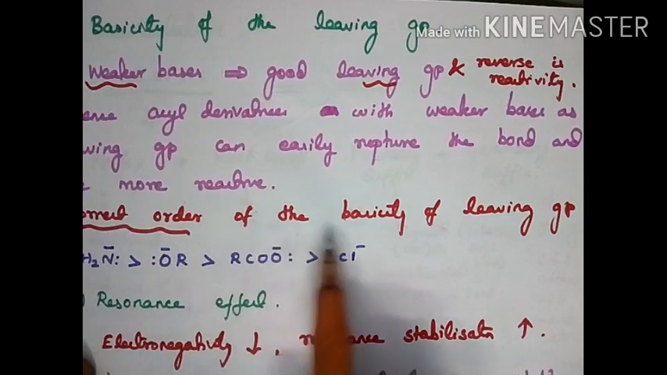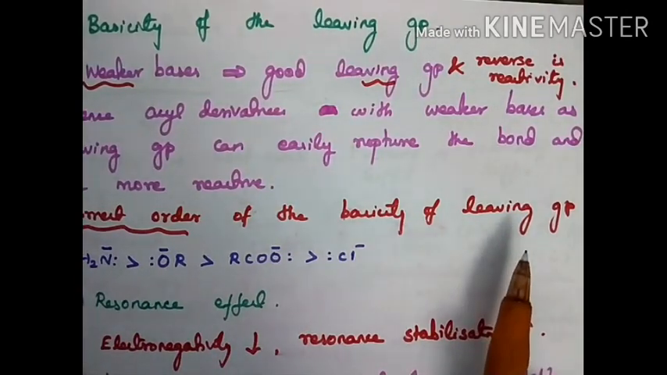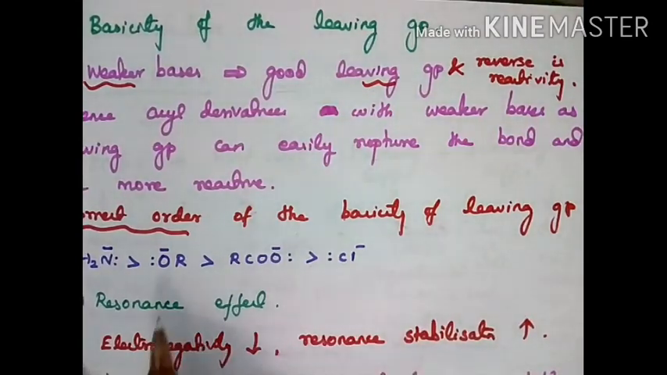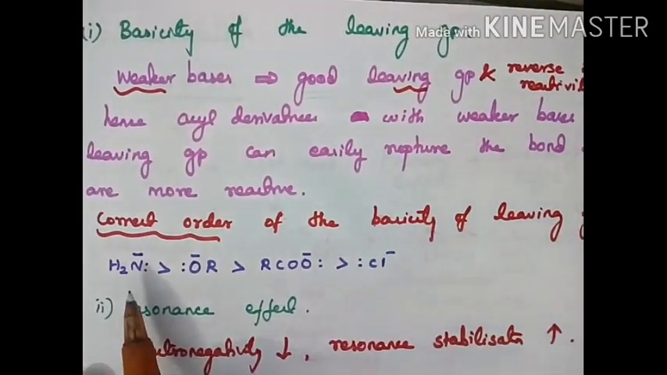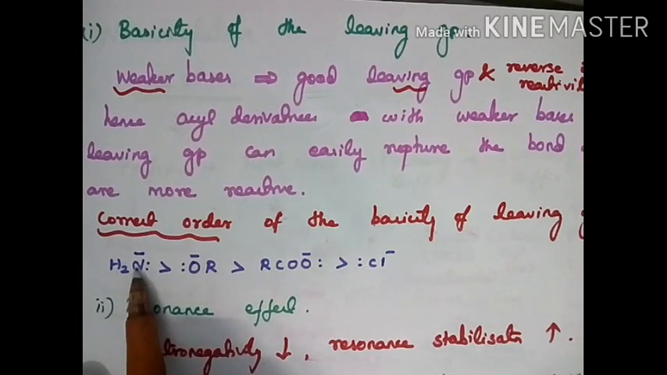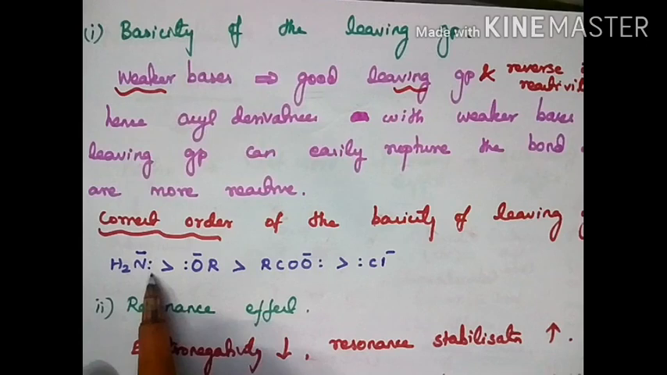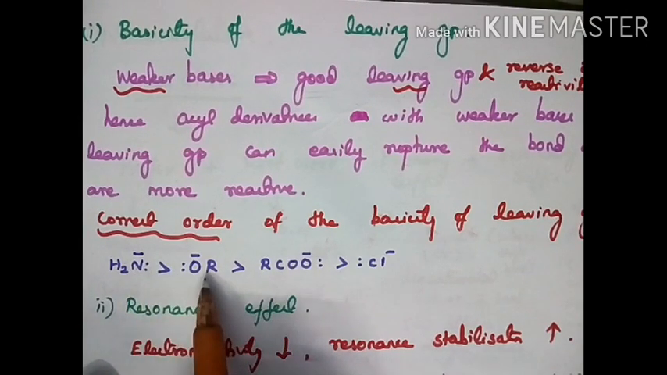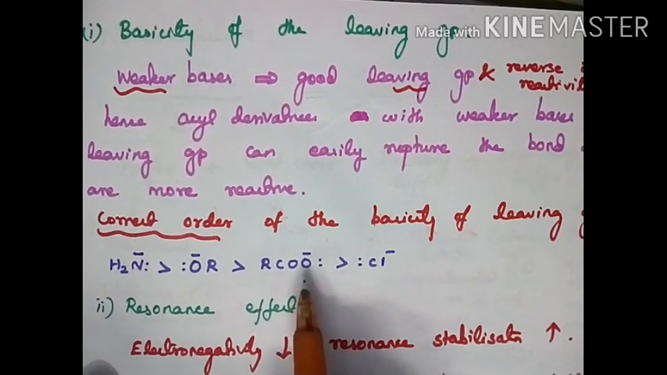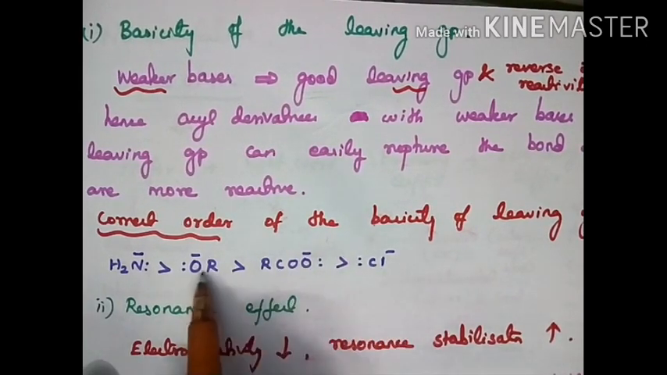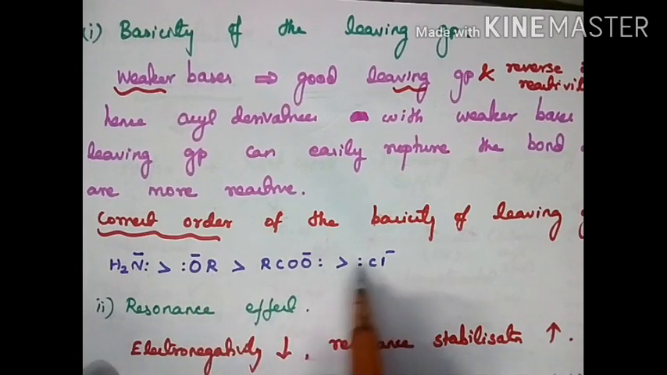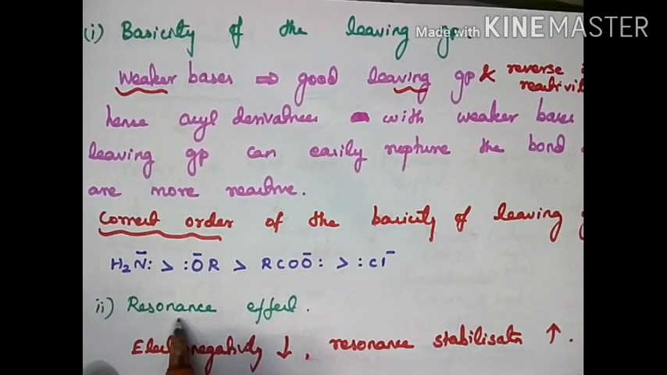And now, the order of the basicity of the leaving group. So what is the order? First one is NH2. Among the elements in the periodic table, which is more electronegative? Fluorine is more electronegative. Next to that is oxygen, and then nitrogen. NH2 has a lone pair of electrons. NH2 is an amine. And the next is OR, which is the ester group.